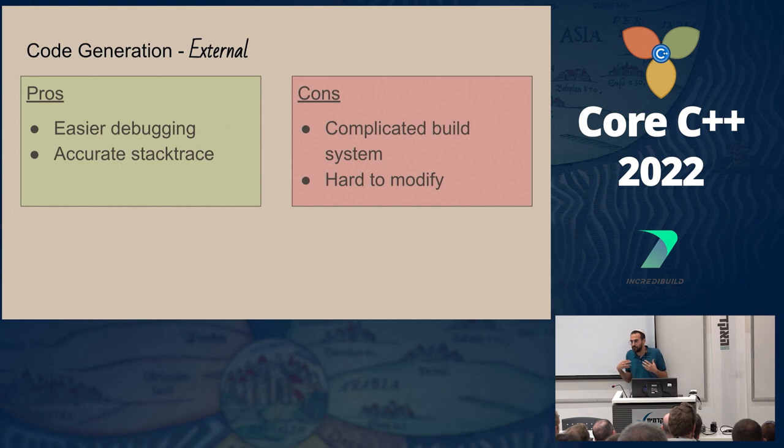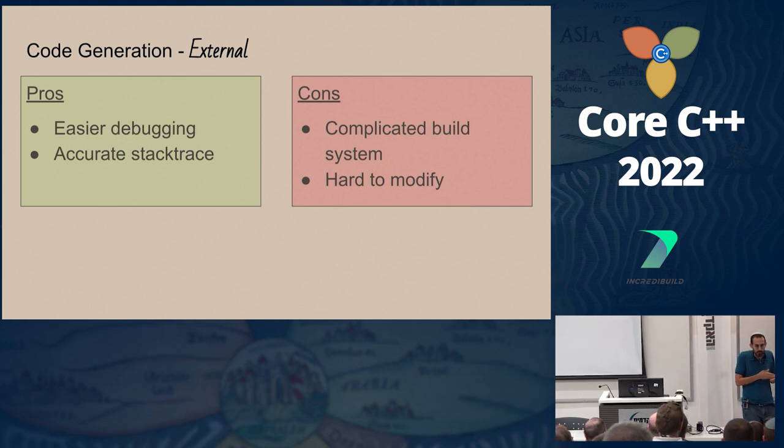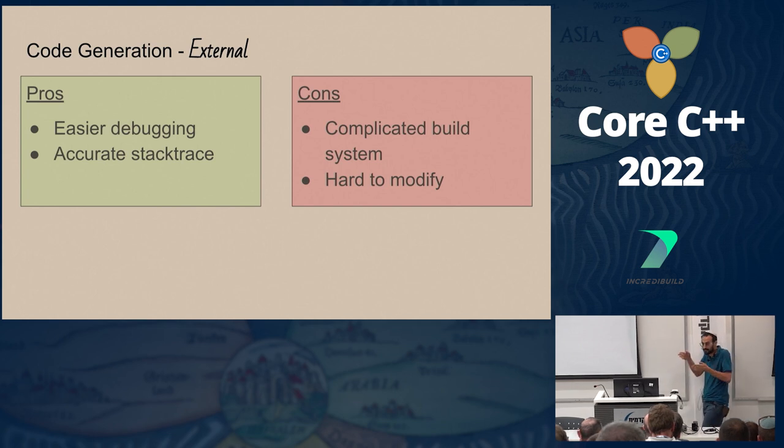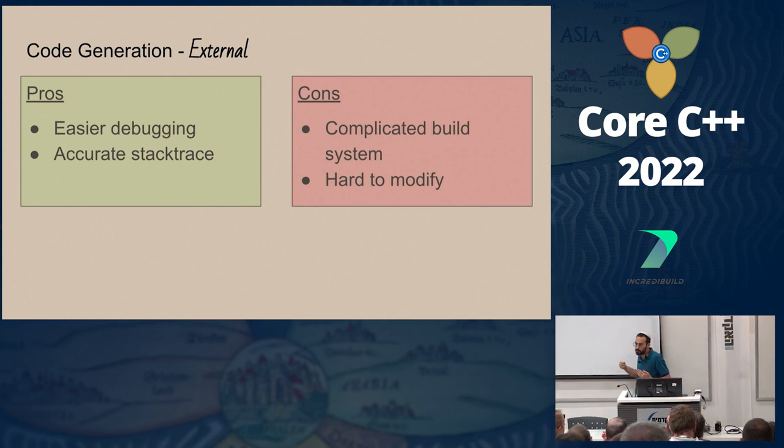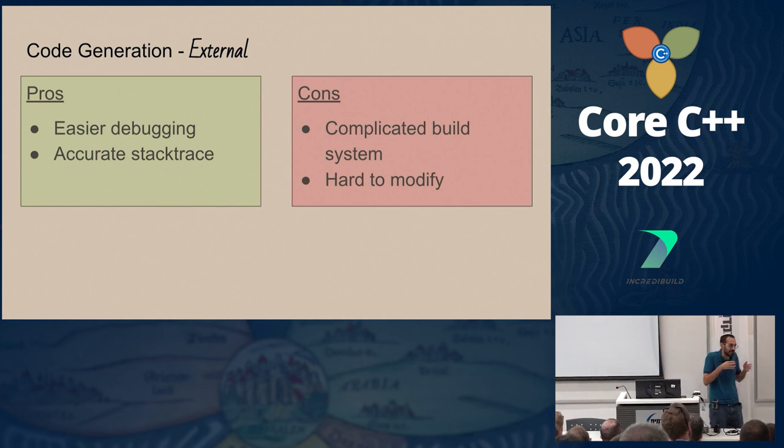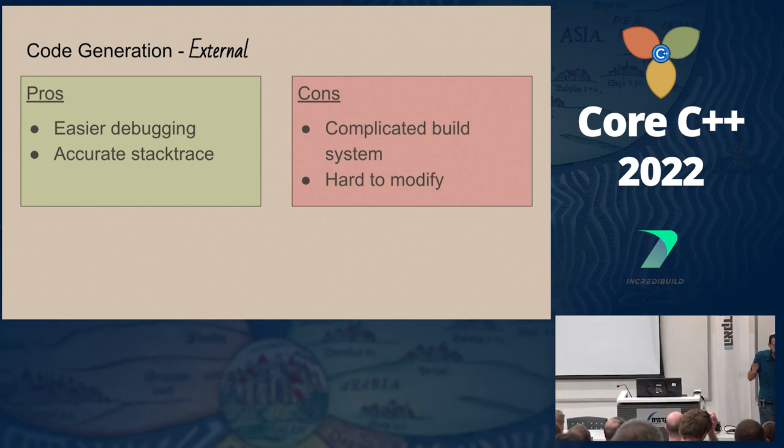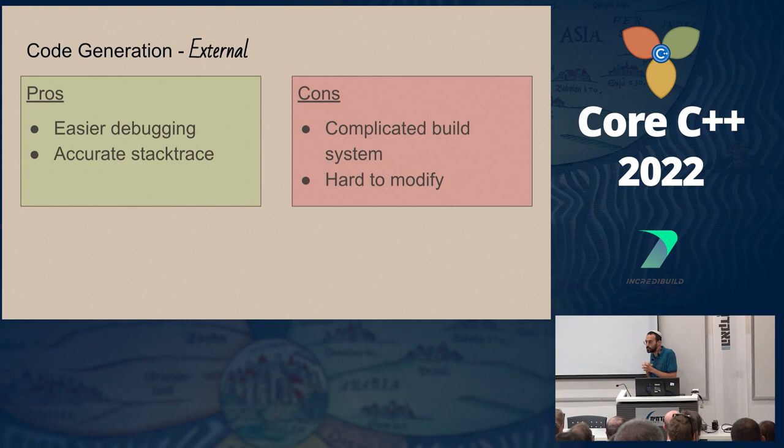And the advantages of the external approach are the disadvantages of the internal approach. It offers you easier debugging, because when you crash, you can see exactly the code that crashed. When you want to set up a breakpoint, you have a file and a line. If you're using templates, a file and a line doesn't mean a lot. A single template line could generate a lot of functions. So it's harder to set a breakpoint. But you pay with a more complicated build system.